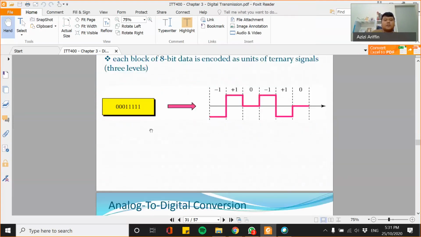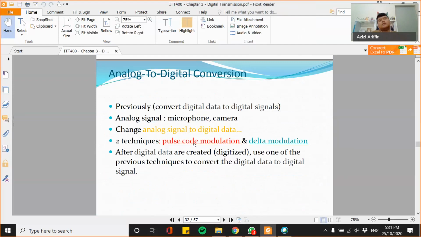Alright, so we are done with digital-to-digital conversion for digital data, if you want to transmit it using digital transmission. Now we want to go to another section of our lecture, which is sending analog data using digital transmission, analog to digital. So we need to do analog-to-digital conversion.